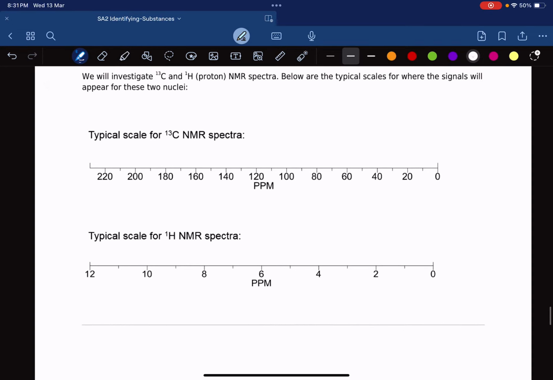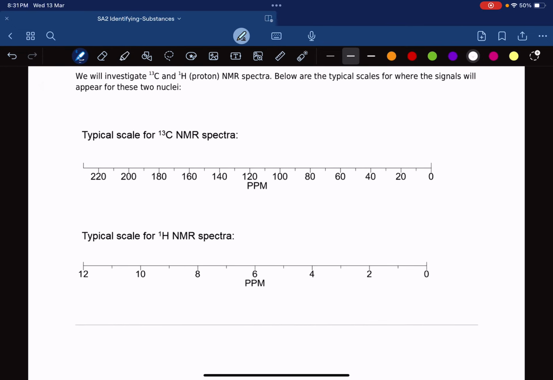Okay, so this is what I meant just now, the scales, right? For NMR scales, for carbon, they usually start at 0. So the TMS signal is always here at the beginning. Wherever TMS is, that's where 0 is, okay? So the purpose of adding TMS is to tell us where 0 is.